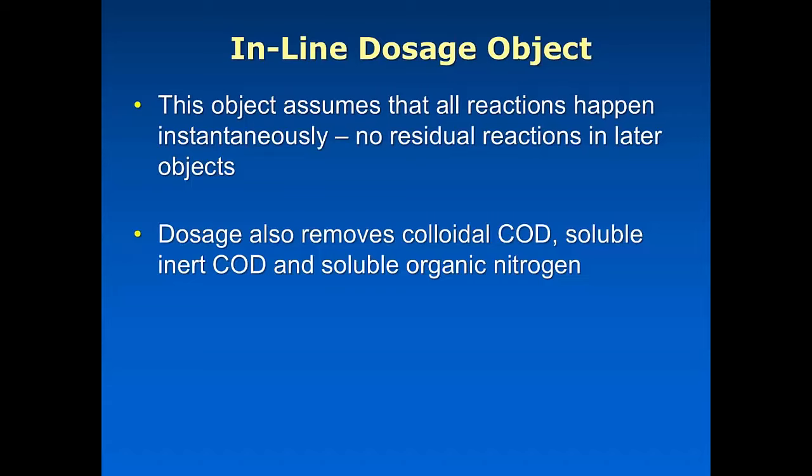You should notice too, though, that we also are removing, in addition to the phosphorus, colloidal COD, soluble inert COD, and soluble organic nitrogen. In that case, it's really reflecting the coagulation that you would see that would be associated with dosing iron. So we're going to remove a little bit of COD that way too, and you would actually also see that reflected in the COD balance as you move along. You can actually calibrate that part of the model as well.